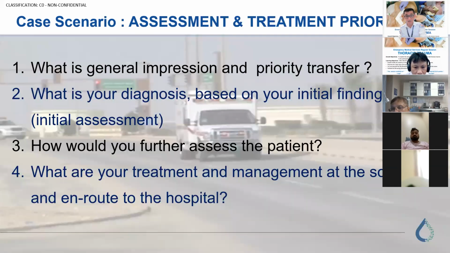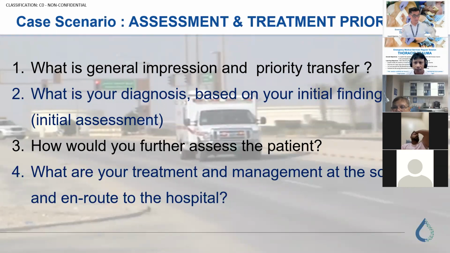That's your initial assessment. There are 4 questions related to this, and we will be answering all of them. What is the general impression and priority of transfer? What is your diagnosis based on your initial findings? Afterwards, how would you further assess the patient? And number 4, what are your treatment and management at the scene? My expectation is that we will call someone to participate and answer this, and they will share their comment or answer with everybody. So, first question: what is the general impression and priority of transfer?